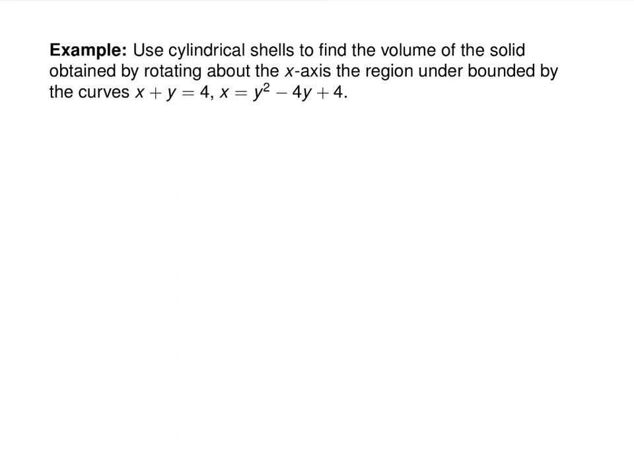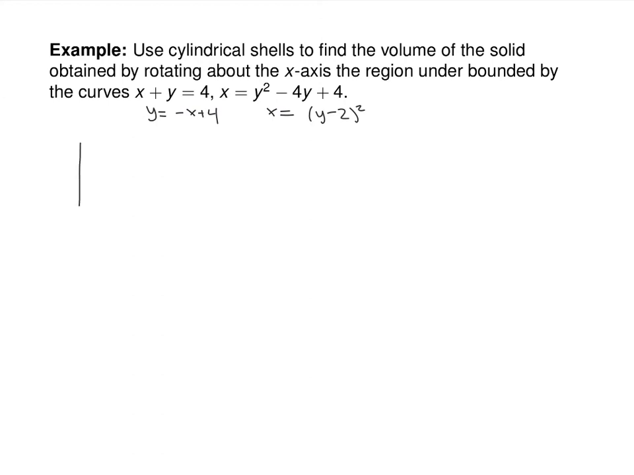All right, this one, you're really going to have to use the shell method because the disk method is just too hard. So find the volume of the solid by rotating the region bounded by these two curves. x plus y is 4, and x equals y squared minus 4y plus 4. All right, now to graph these, personally, I find this one easier as x equals negative y plus 4. Now the second one, kind of nice, the square is already completed. This is x equals y minus 2, the quantity squared.